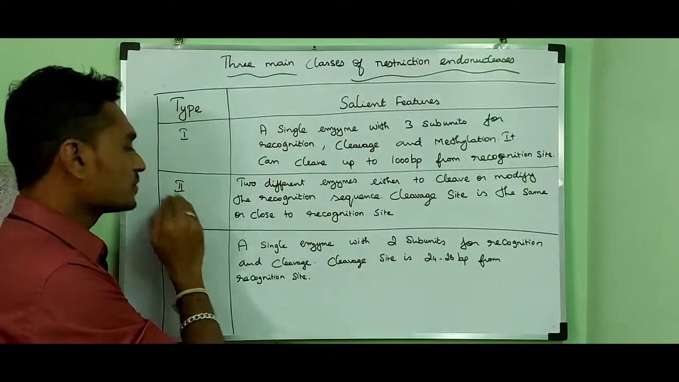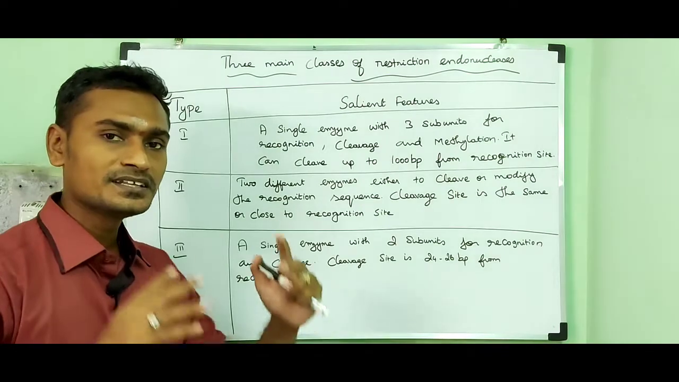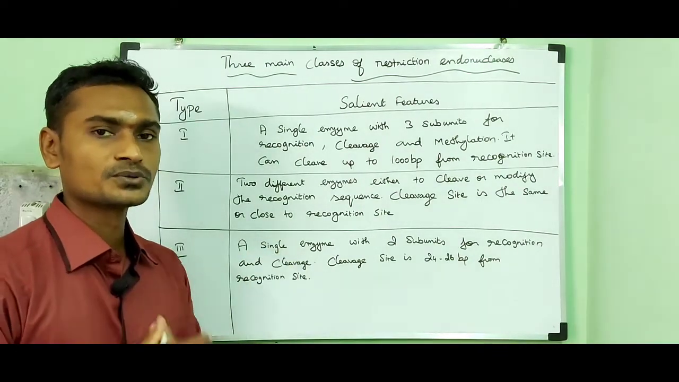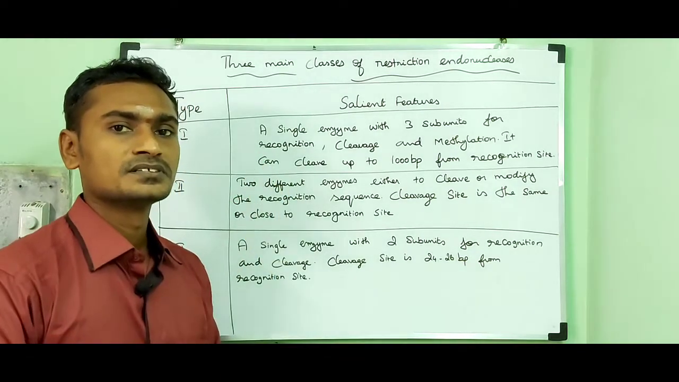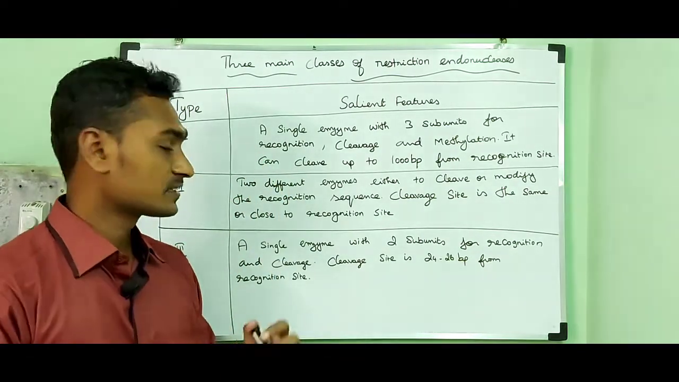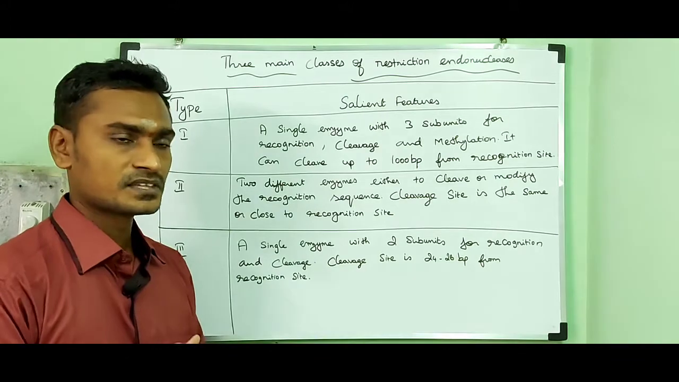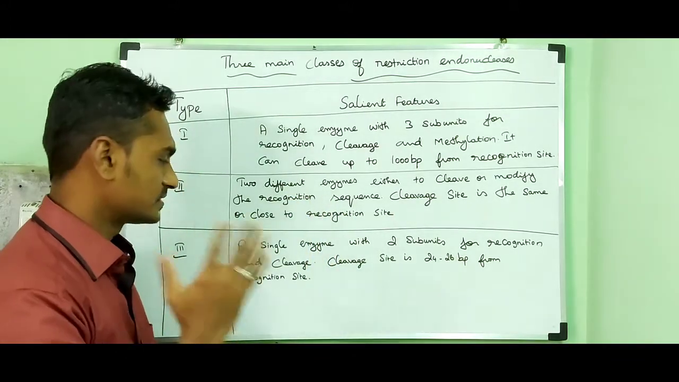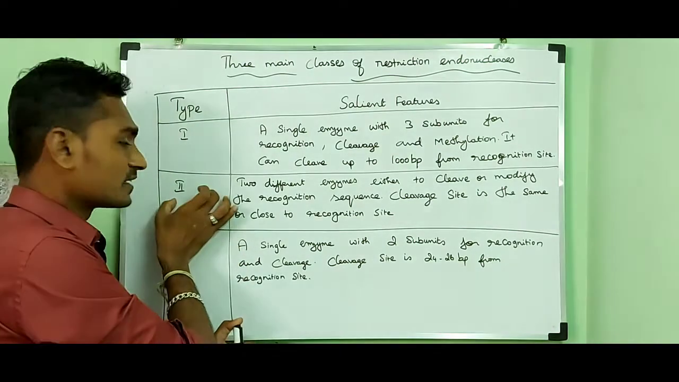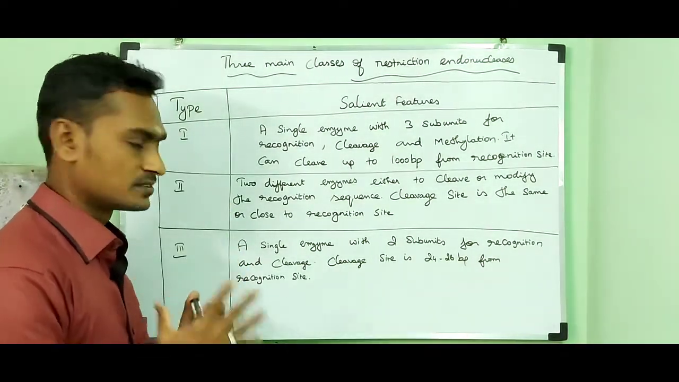So the type 2 restriction endonucleases are widely used in biotechnology because they recognize the exact site of the restriction site. They make the cut close to the recognition site. That is why they are widely used in biotechnology.